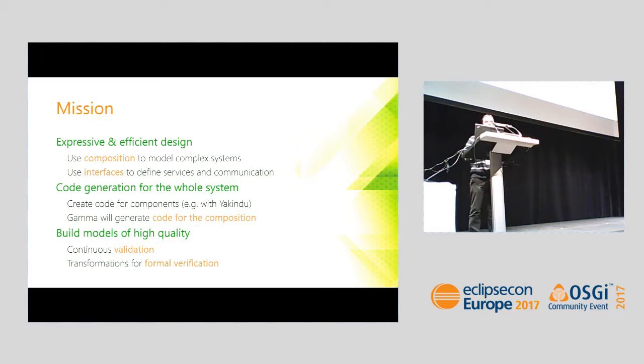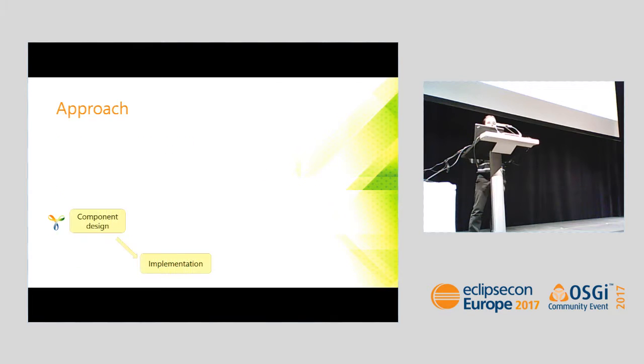And our main motivation is to provide high quality models by using continuous validation. So we provide various validation rules to support you during the system design, and by providing transformations to formal models, you can do formal verification. So I will just shortly introduce our approach. You can design your components by, for example, using Yakindu or your own tool, and you can generate the implementation.